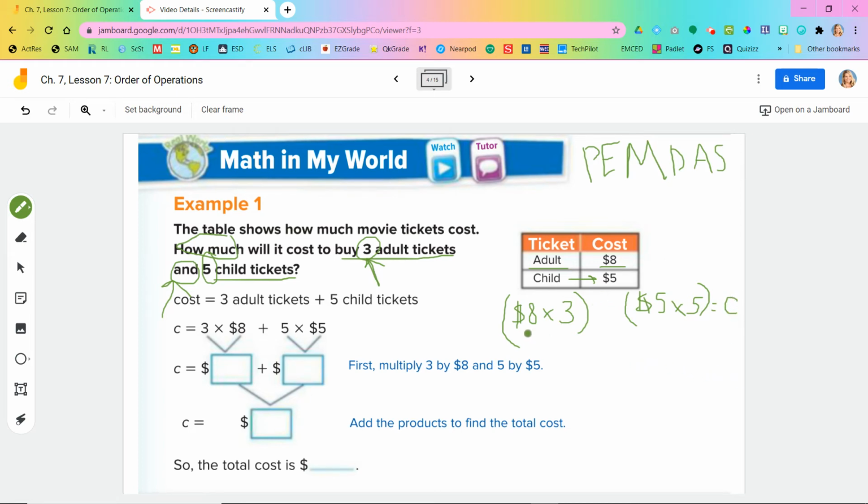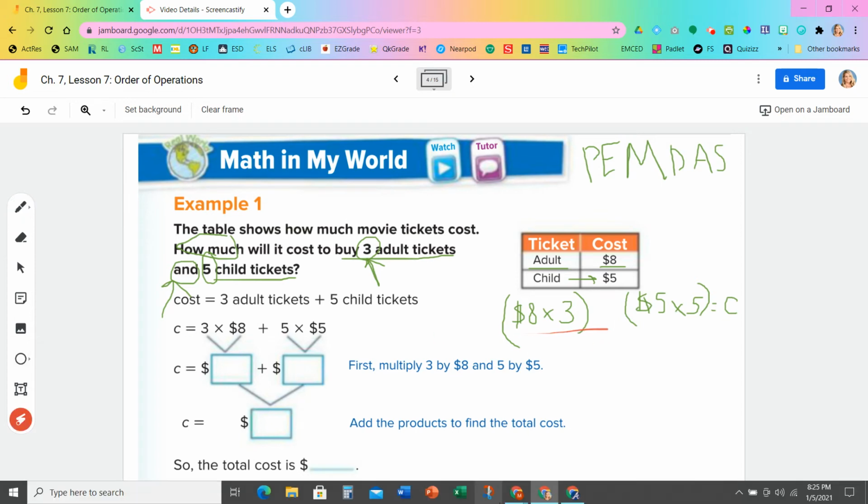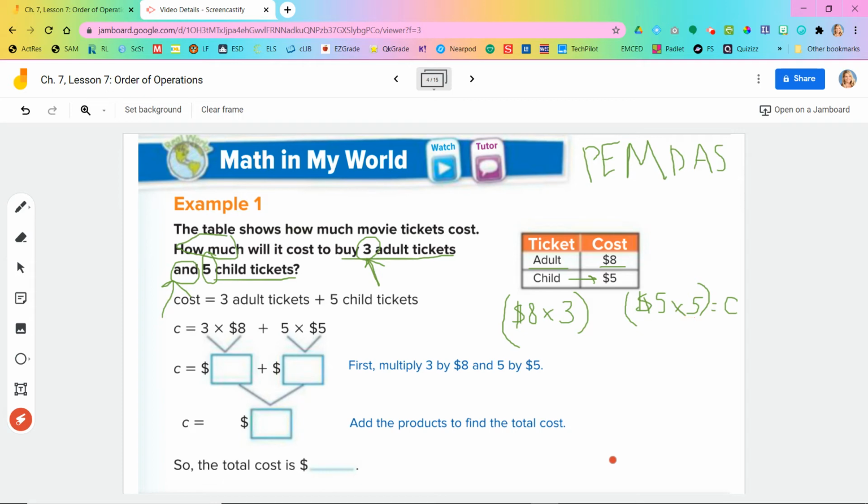And then let's think about this. Once I have my adult tickets, my child tickets, to find my total, I would need to, very good, add. So now we're going to use our order of operations to help us solve. So let's go to the first thing, parentheses. Do I have parentheses? Yes, I do.